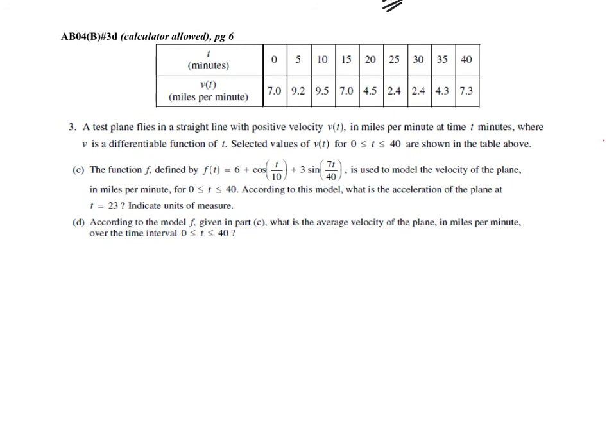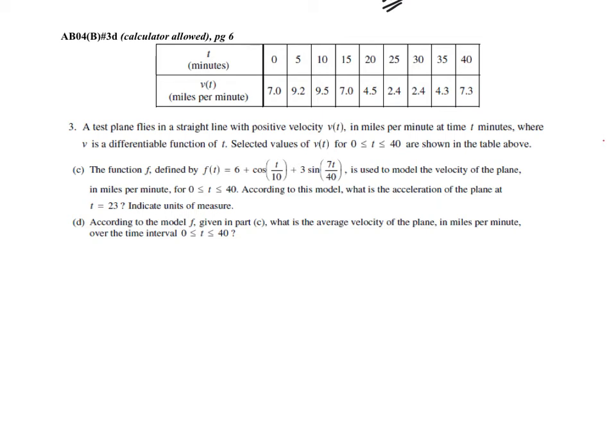Apparently A and B don't apply to this section. So a test plane flies in a straight line with positive velocity, v of t, in miles per minute at time t minutes, where v is a differentiable function. Selected values of v of t over the interval 0 to 40, which is in minutes, are shown above. The function f is given by f of t equals 6 plus cosine of t over 10 plus 3 sine of 7t over 40. This is used to model the velocity of the plane in miles per minute for 0 to 40. According to this model, what is the acceleration of the plane at t equals 23?